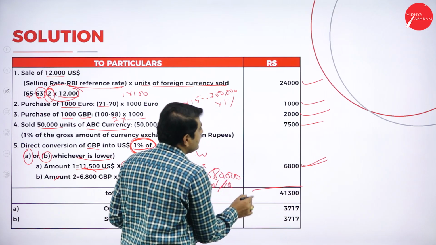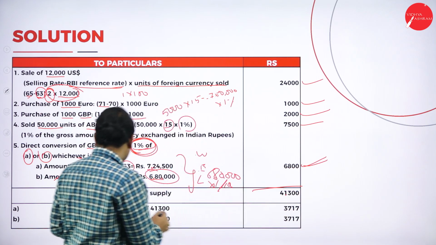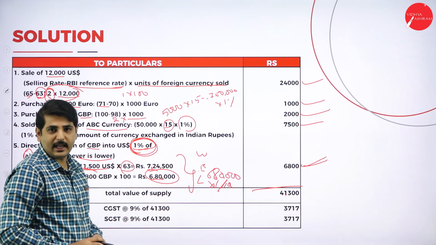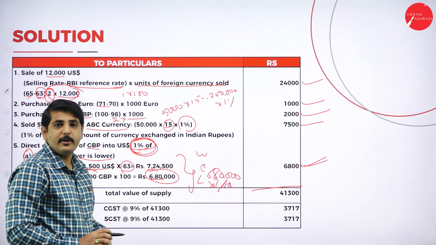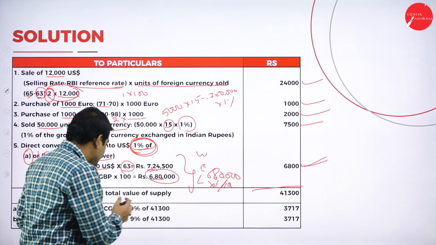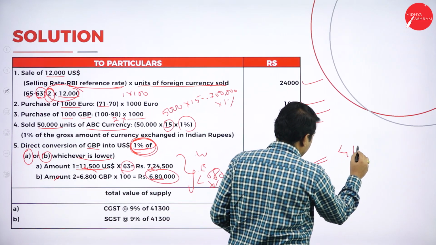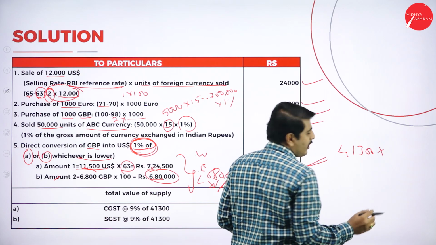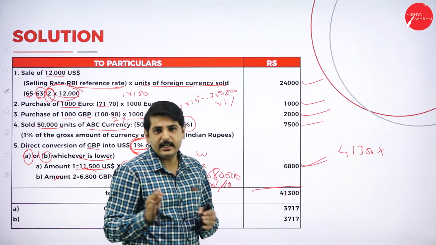If you add all these things, you will get 41,300 as the total value of supply. This is the total value of profit they are making. On this, they have to pay GST. So 41,300 into total GST. The GST will be divided as CGST and SGST.